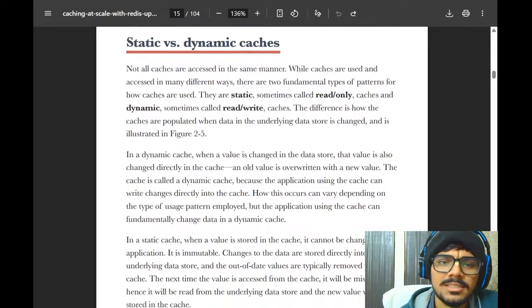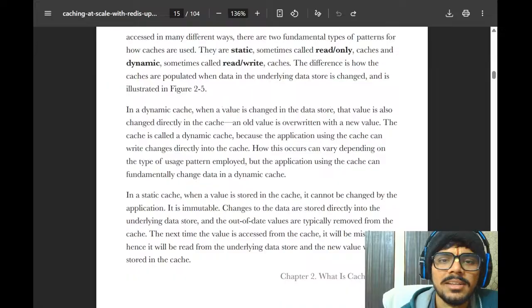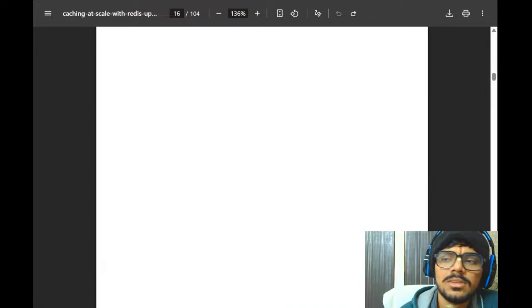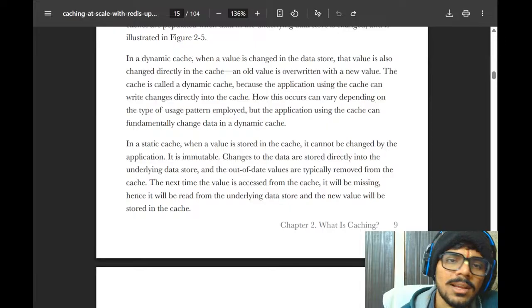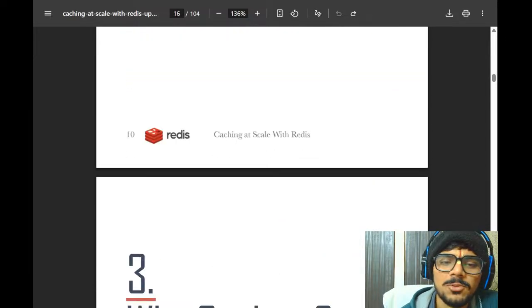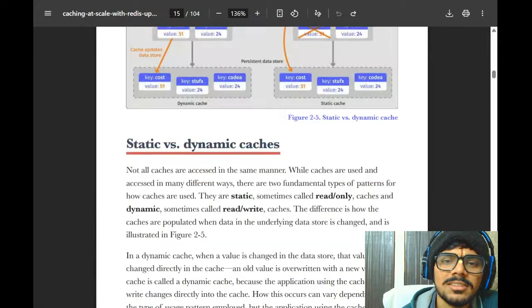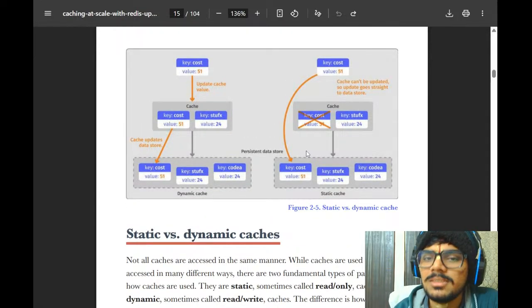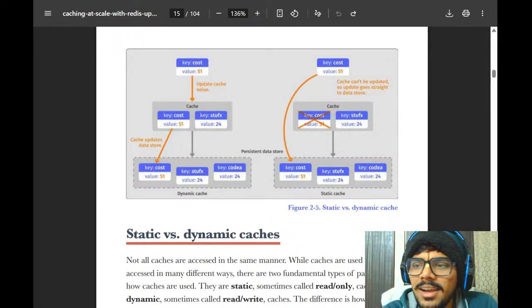Static and dynamic cache. This one I might consider. The dynamic ones are the read-write kind of cache that are being stored, while the static ones are just read-only. Whenever you want to change any particular thing, you might consider changing the whole thing in the case of dynamic caching.